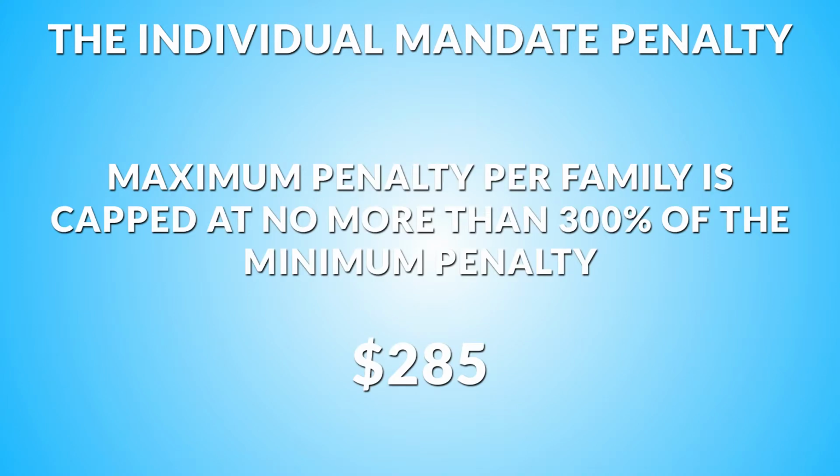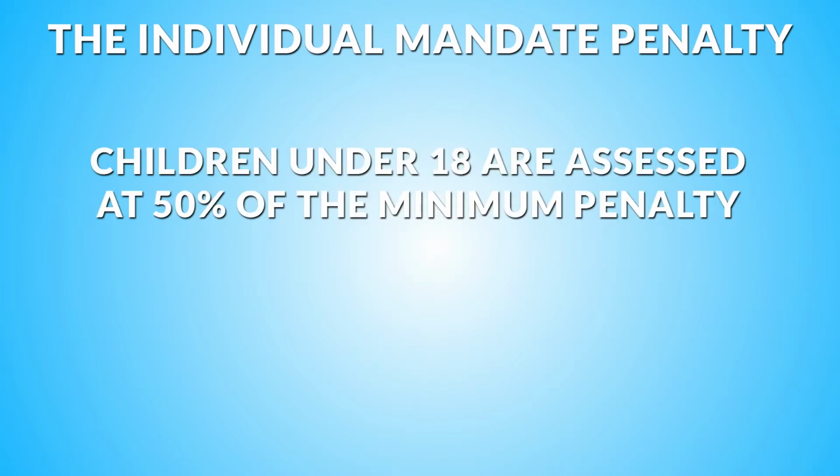The maximum penalty for a family is capped at no more than 300% of the minimum penalty for an individual. So $95 times 3 is $285. Children under 18 years old will be assessed a penalty of 50% of the minimum penalty, which is $47.50. So those are the penalties.